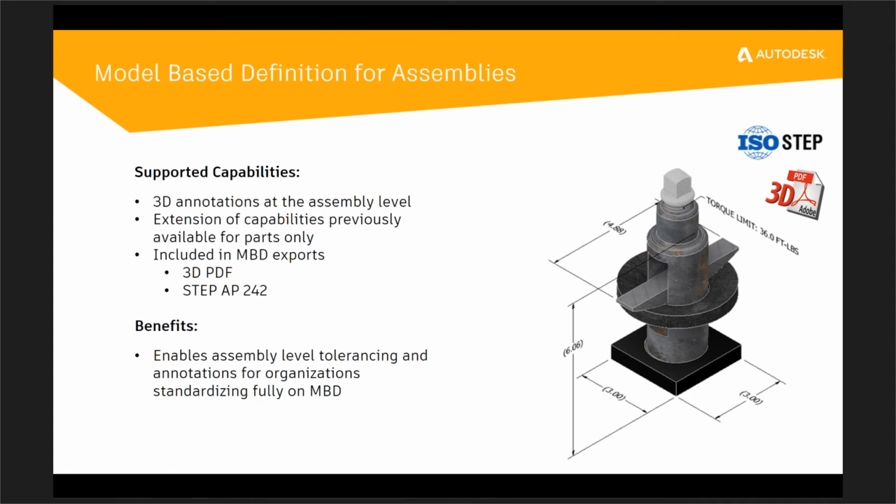When we released 2018, we released model-based definition for parts, and we realized that our customers are going to want to take it to the assembly level and extend those 3D annotations and dimensions really up to that top level. It's an extension of the capabilities we released for parts, and we've just made it available at the assembly level. And of course, we're continuing to include the MBD information and 3D annotations when exported to both 3D PDF and STEP AP242.